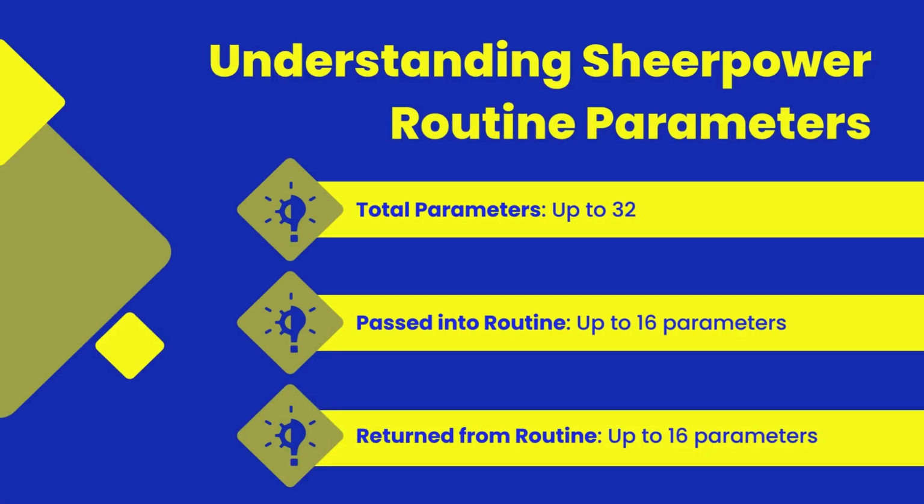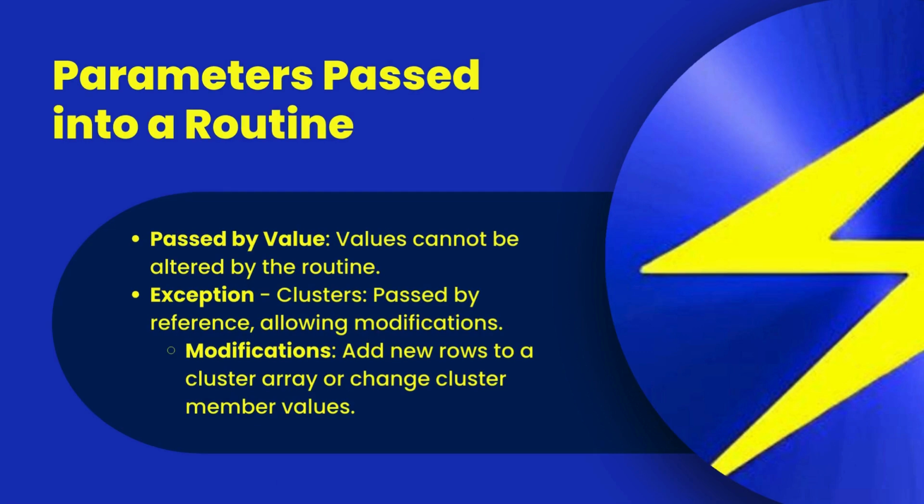Sheerpower routines can accept up to 32 parameters in total, divided into two categories: up to 16 parameters passed into the routine and up to 16 parameters returned from the routine. Parameters passed into a routine are passed by value, meaning their values cannot be altered by the routine, except for clusters, which are passed by reference. This allows the routine to modify the cluster, such as adding new rows to a cluster array or changing cluster member values.